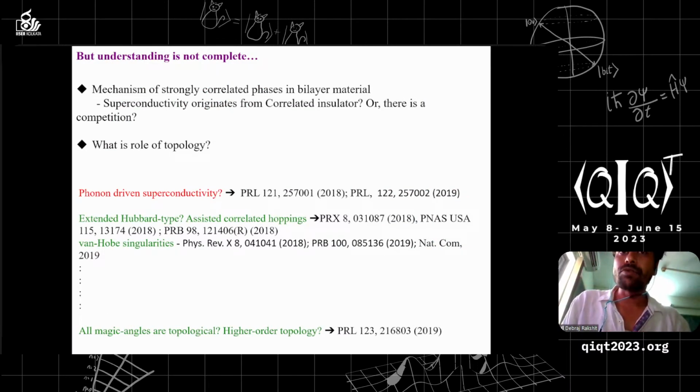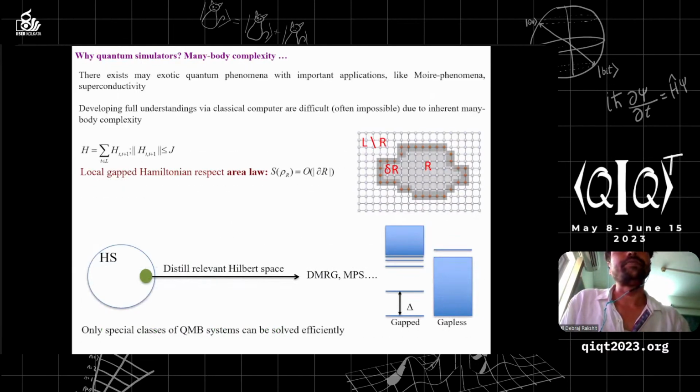But let's see why these kinds of systems are very difficult to solve from an information perspective. As I said, there are many important applications, like Moiré phenomena that we are talking about, or high-temperature superconductivity, or whatever is there. And why can we not solve these large systems on classical computers, when we really want to know what's going on there, and then maybe find some applications from there? It's because it has a lot to do with the inherent entanglement in the system.